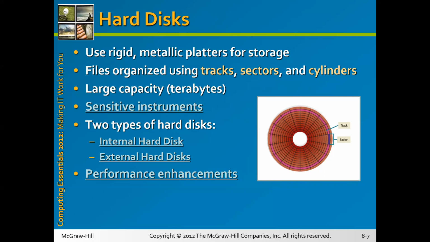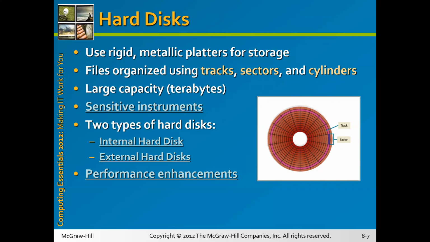The read-write head in the hard disk goes to about 0.000001 inch from the surface. Hard disks use rigid metallic platters for storage. Files are organized using tracks, sectors, and cylinders. Moreover, there's a platter. A platter is a rigid metallic disk, stacked one on top of another. A cylinder basically runs through each track of a stack of platters.